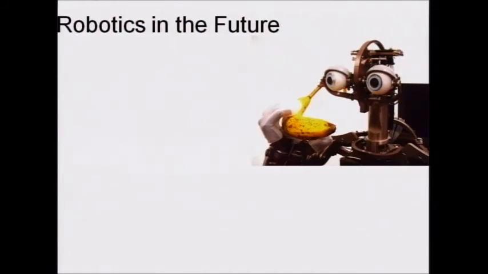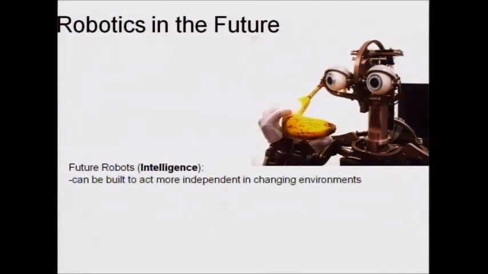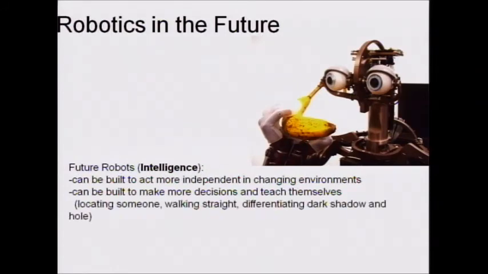We want the robots in the future to be more intelligent, to answer phone calls for us, to work with us. In doing that, we have to make them more independent in a changing environment. This is very, very challenging. We want them to make decisions and at the same time teach themselves. And finally, it's very important in this aspect.